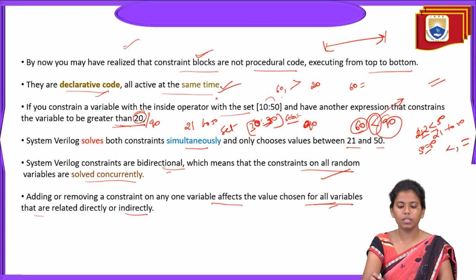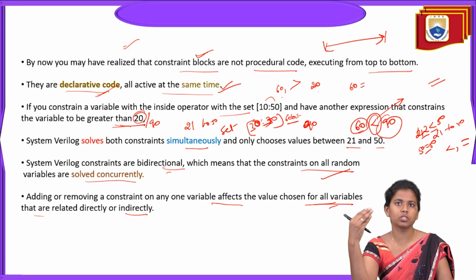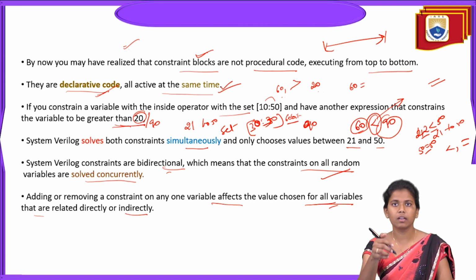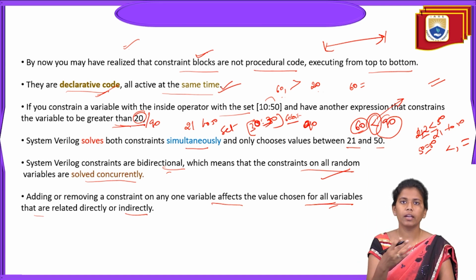Also the important thing is that these codes are nothing but declarative codes. These are not like procedural constraints. Procedural constraints mean that at the time of execution, we have to execute from top to bottom. But here, these are nothing but declarative codes. There is no need to execute each and every part separately. Concurrently, simultaneously, all the different codes can be executed.